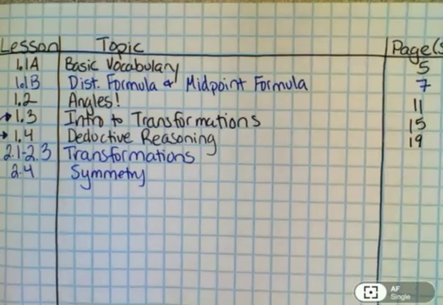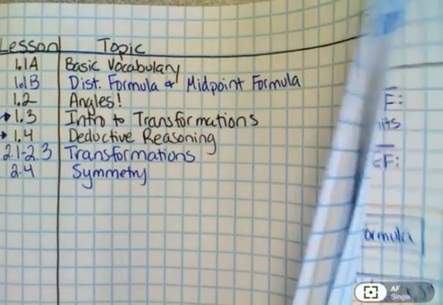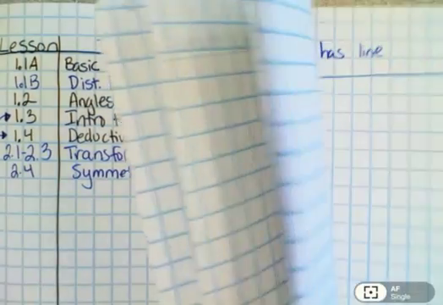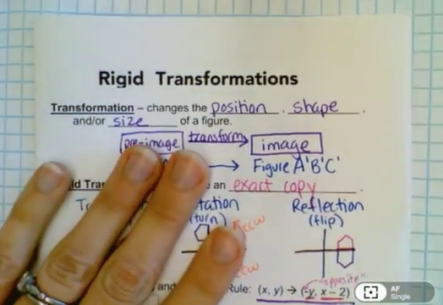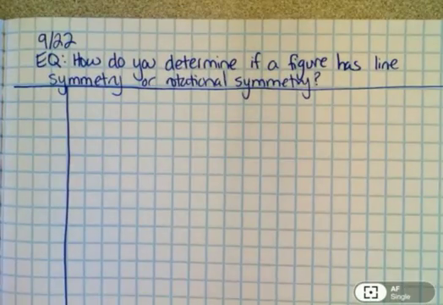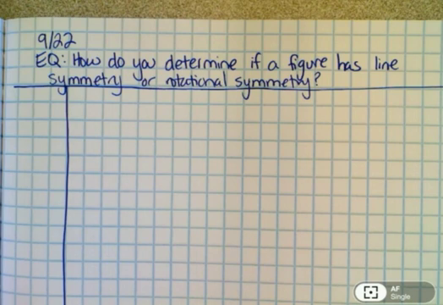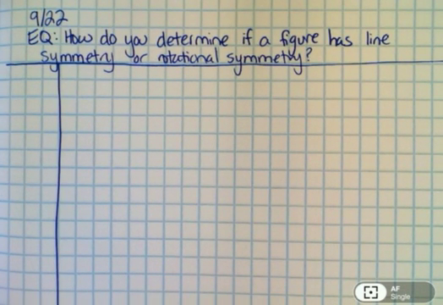So pause if you need to get all that down, and then I'm going to turn to my next blank page, which is here, and I will go ahead and glue my rigid transformations book onto that page at some point, and then turn the page, and these are today's notes. So I put today's date, but you put whatever it is when you're watching the video. And then the essential question: how do you determine if a figure has line symmetry or rotational symmetry?